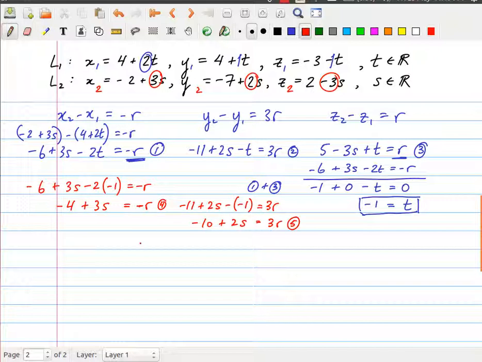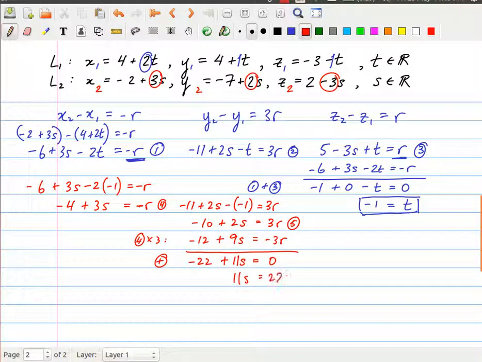So if I take equation number 4 and multiply it by 3, then I end up with negative 12 here. I end up with 9s, and I end up with negative 3r. So I've got positive 3r and negative 3r. So now I'm going to add these together, and I end up with negative 22 plus 11s equals 0. And so that means 11s equals positive 22. S is equal to 2.